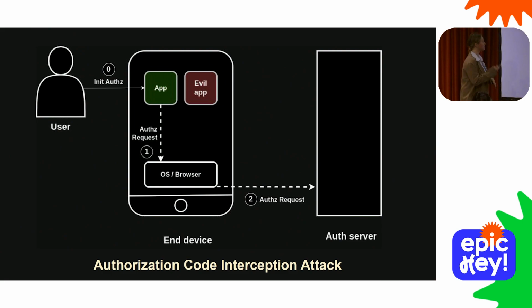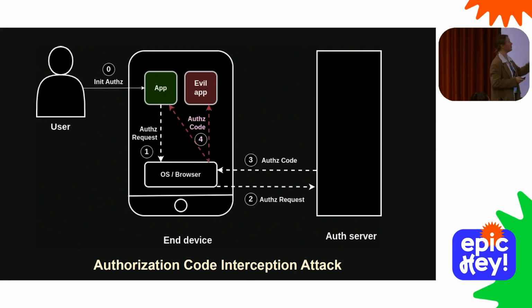All right, let's begin the flow. The user wants to authorize the app. The app makes an authorization request, which is then forwarded to the OAuth server. All good so far. Then the user grants consent. So now we can safely issue the OAuth code. The code is issued.